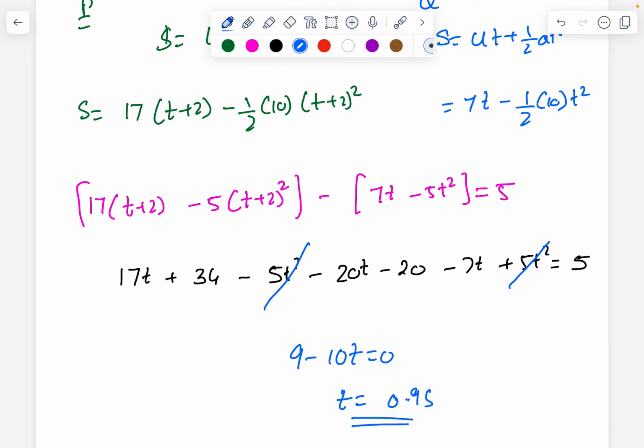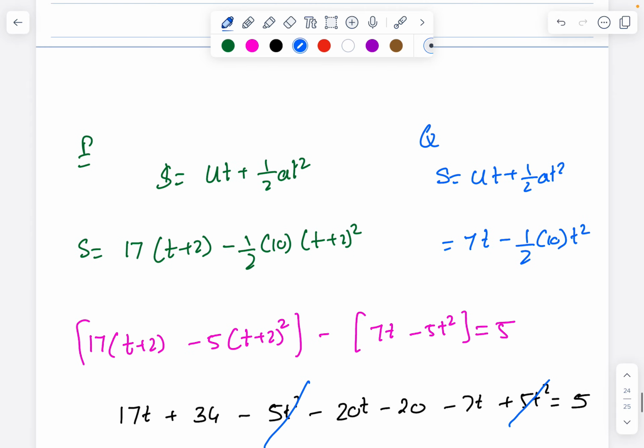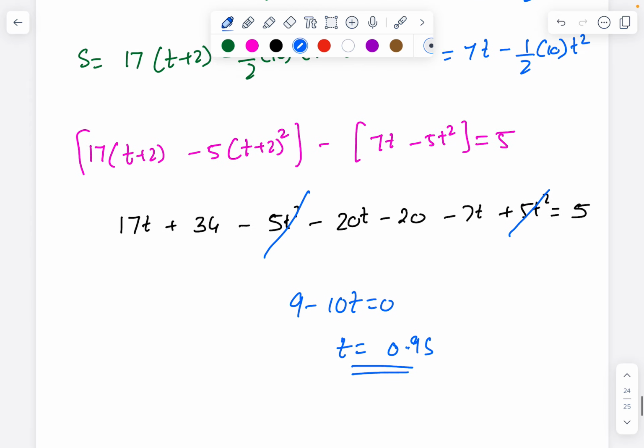So what's going to be the time? Time equals 0.9 seconds. That's going to be the answer.